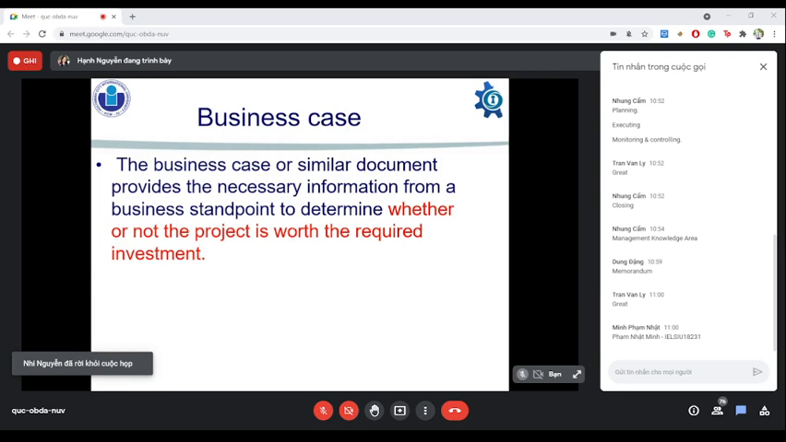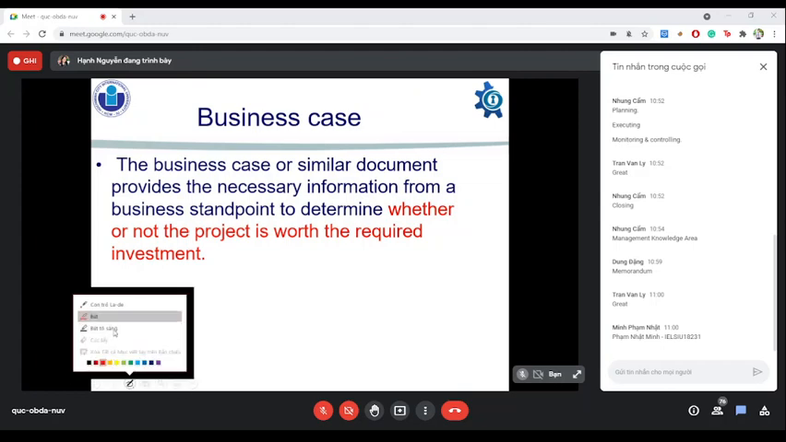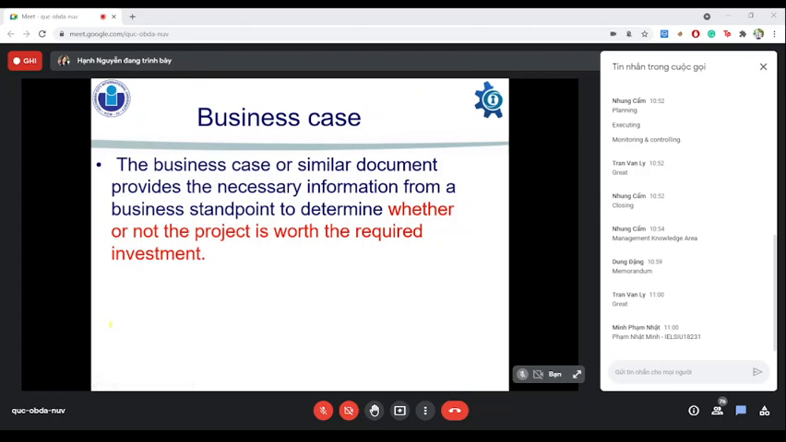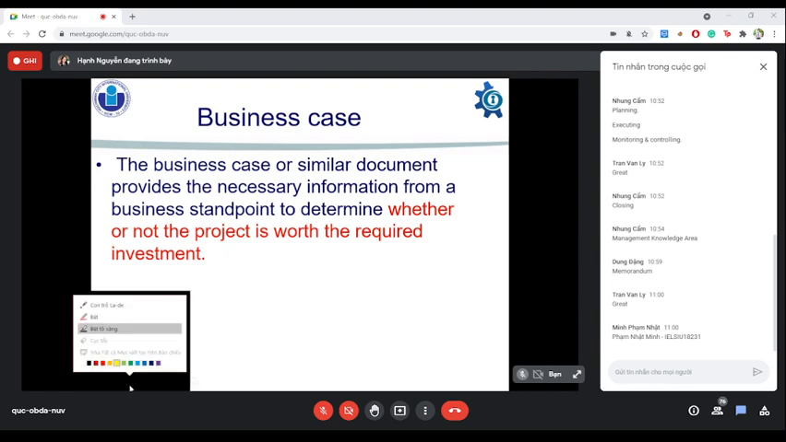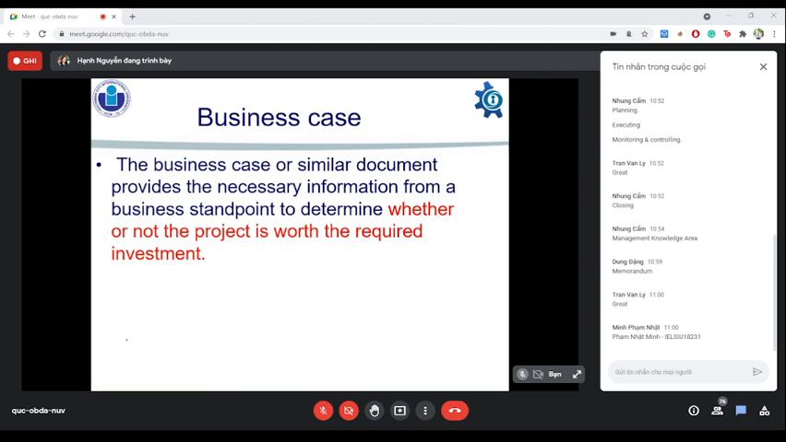I think a very important tool is a business case. If you know, we have so many competitions, like management training, and you know a lot about the case study. So why do we need a business case and what exactly is a business case? A business case, very simply, is a document that provides the information to help the sponsor and the stakeholder decide whether we should invest in that project or not, whether we should invest our money or time or human resources in it.